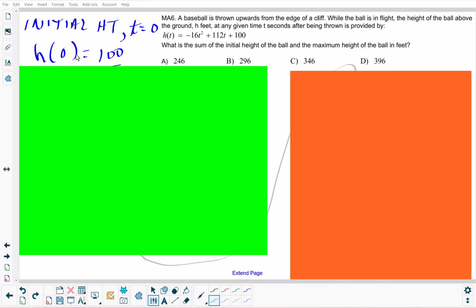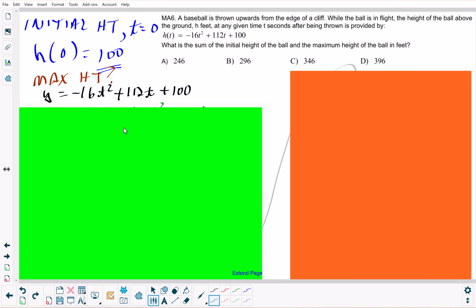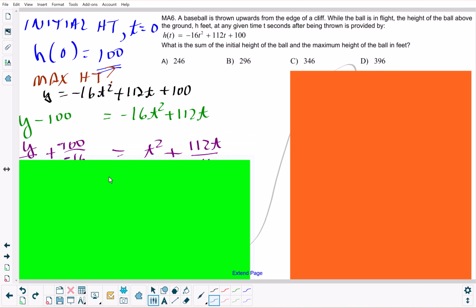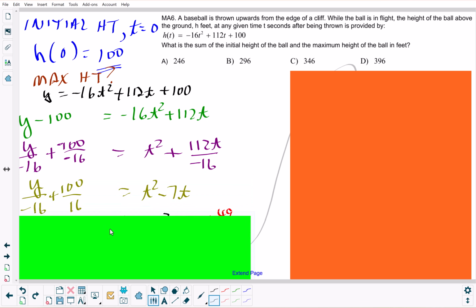The second way is more algebraic in nature. So we'll start off with the original equation, except I'm going to use y instead of h of t. What I want to do is complete the square, so I'm going to subtract 100 from each side. Divide each term by negative 16. So the two negatives divided make a positive.